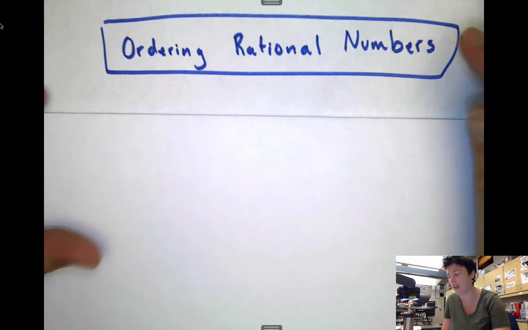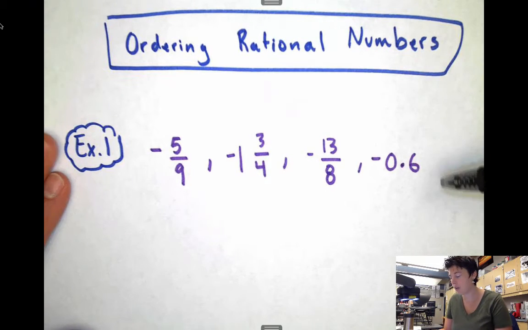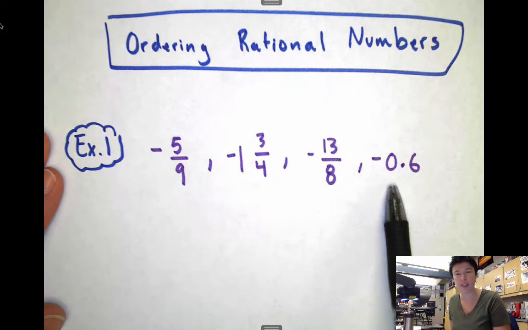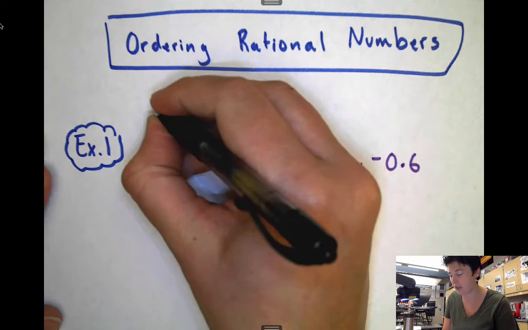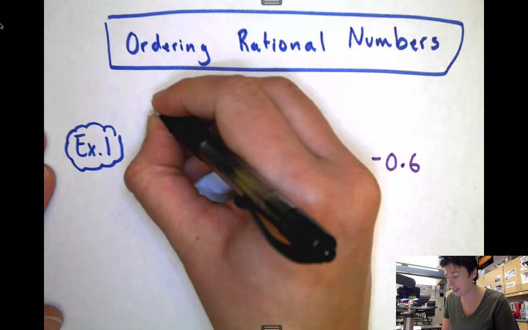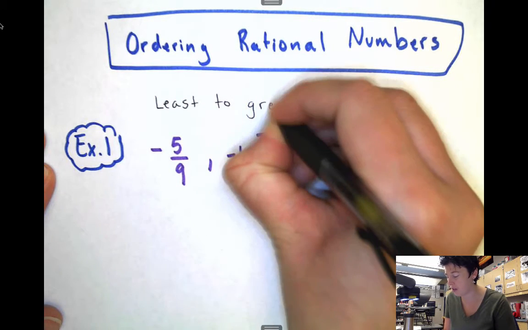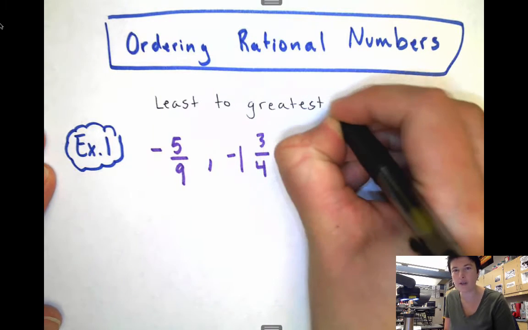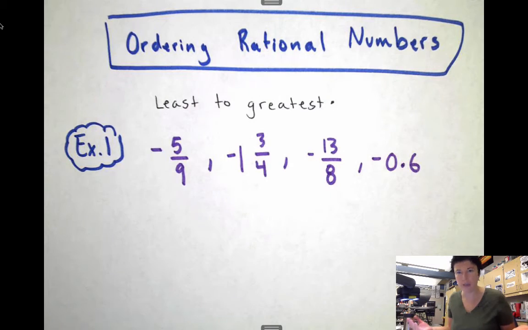We want to practice putting them in order from least to greatest. That's a skill that we need to have. So we're going to try an example here. We're going to do example 1. And we have a series of fractions and decimals here, and we want to order them from least to greatest. I think I'm going to add that to my directions here. Least to greatest. Sometimes the directions will say greatest to least. Not very often, but sometimes. So least to greatest means smallest to biggest, basically.